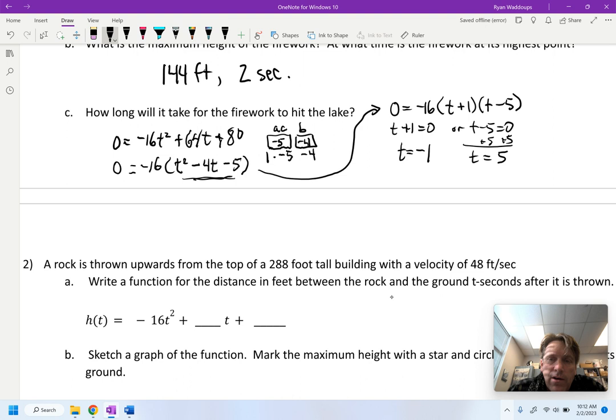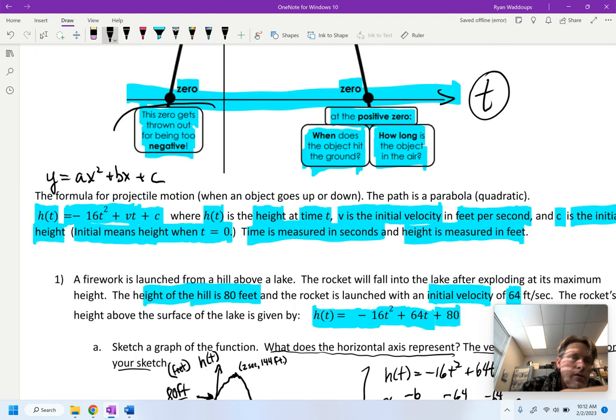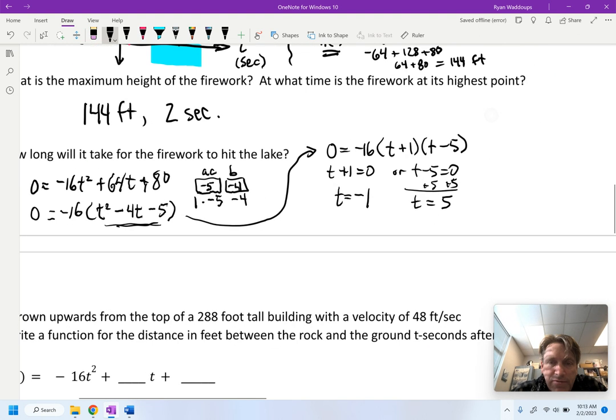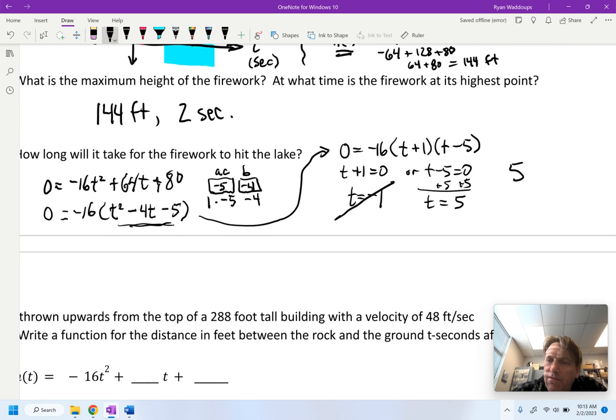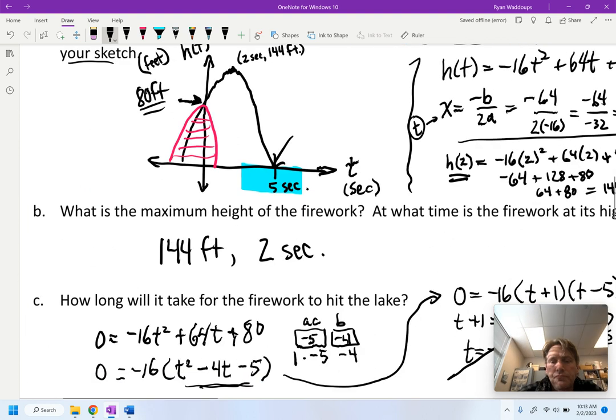And as we mentioned above, the negative 1 we throw out because we don't have a negative time. So we can just discount the negative time. And so how long will it take for the firework to hit the lake? 5 seconds. So we can go up here and label that in our graph that this is at the point 5 seconds. It takes 5 seconds for the firework to go up and come down and hit the ground.